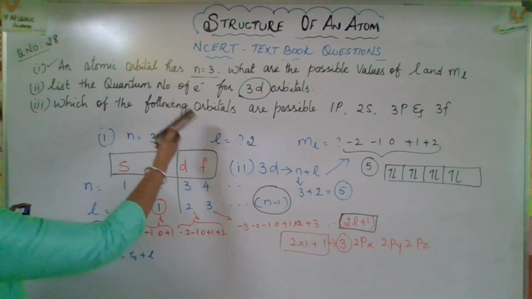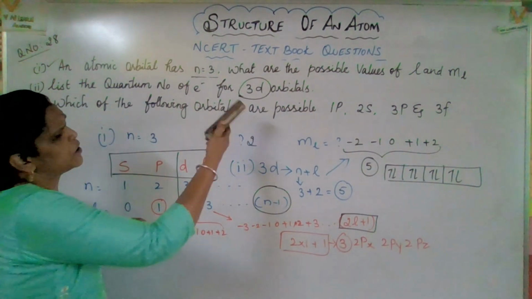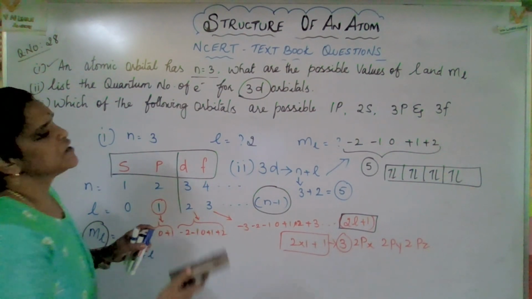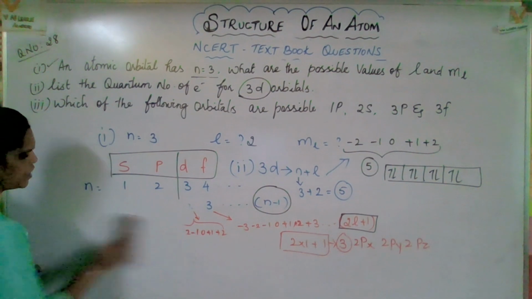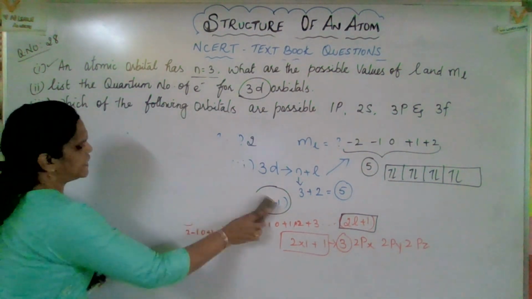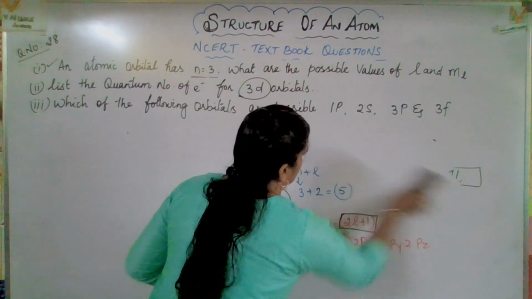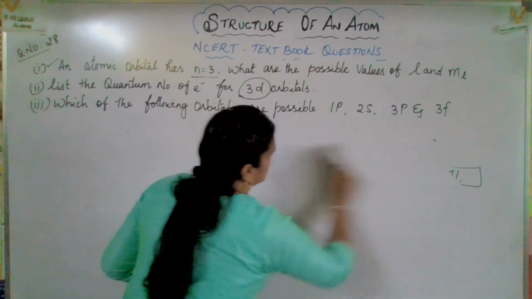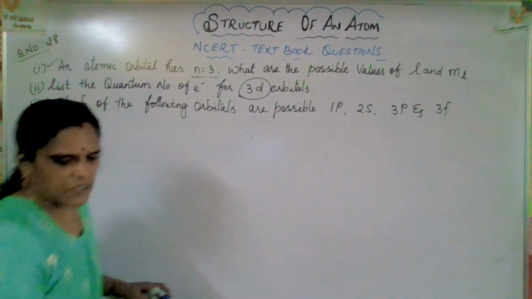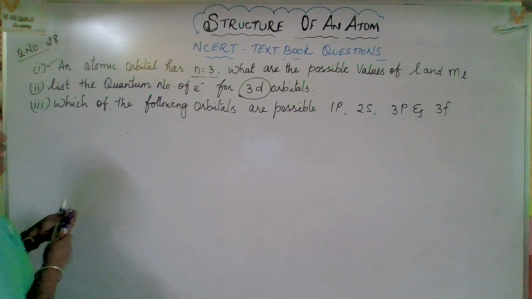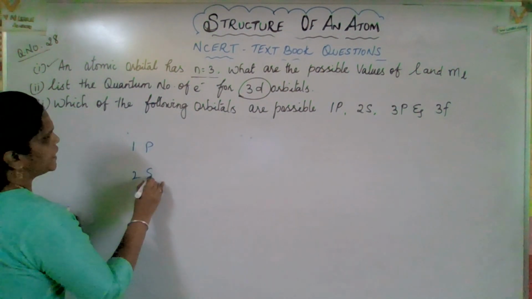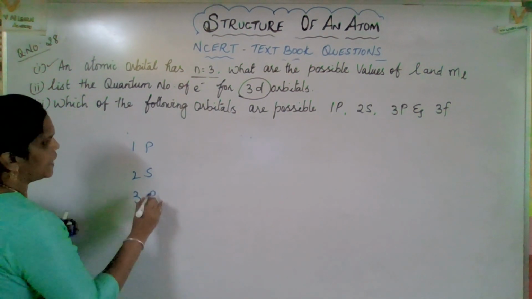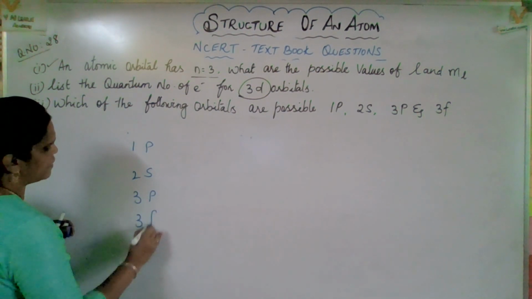Which of the following orbitals are possible? 1p, 2s, 3p and 3f. I hope you got a clear idea. Come on, let's go and identify that answer. Okay. Now, in this: 1p, 2s, 3p and 3f.